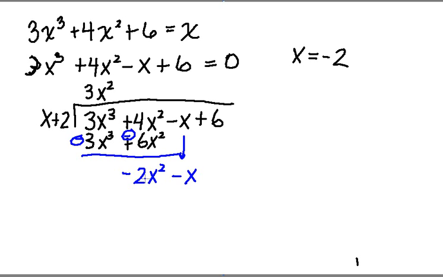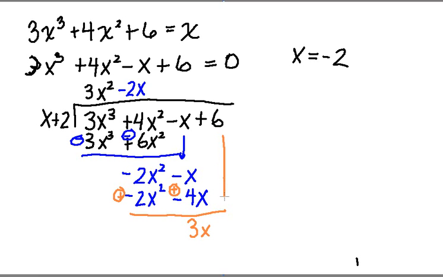So what times x is going to give me a minus 2x squared? It's going to be a -2 and an x. Okay, so minus 2x times x gives me minus 2x squared. And then minus 2x times a positive 2 gives me a minus 4x. Once again, I'm subtracting here, so I'm just going to make myself a little mental note that the signs on these change. Minus 2x squared plus 2x squared, they cancel. Over here I've got a minus x and a positive 4x, so this is going to become 3x.